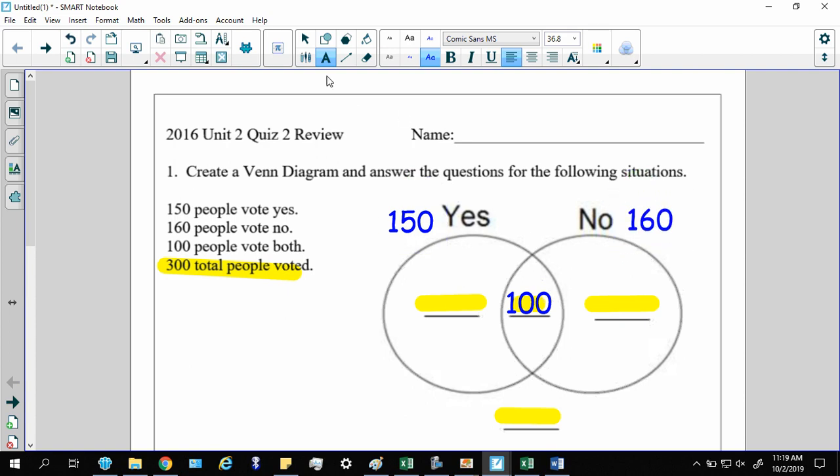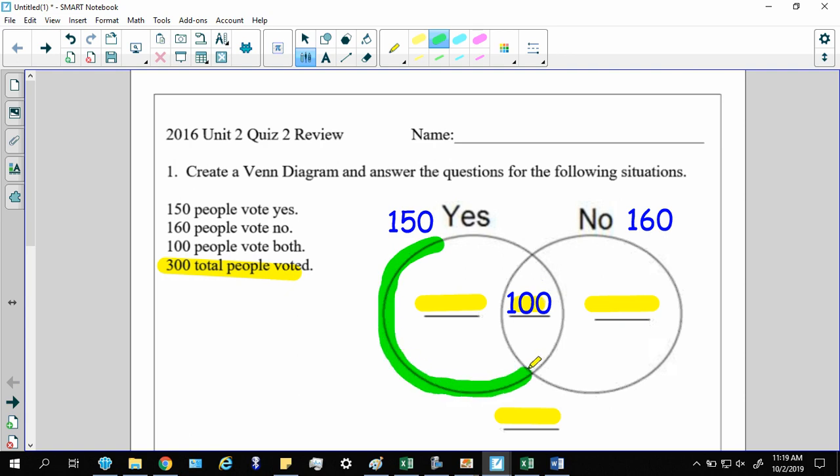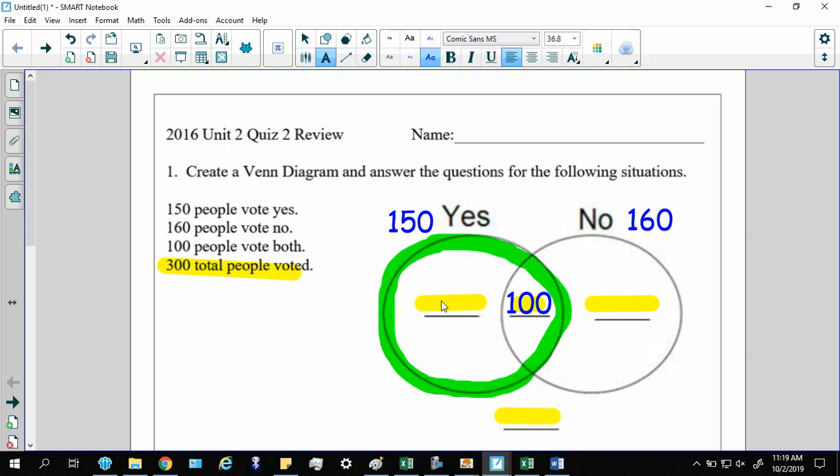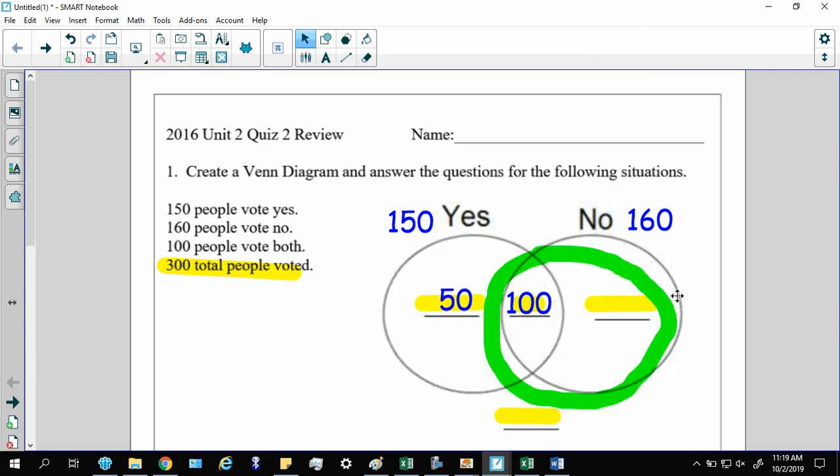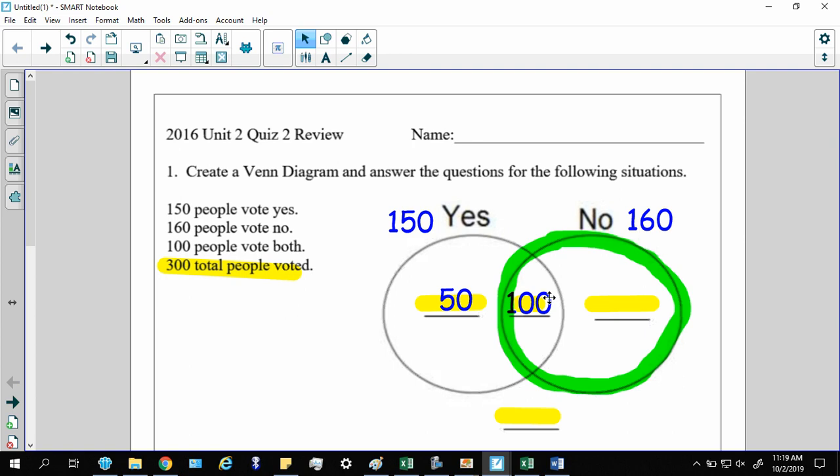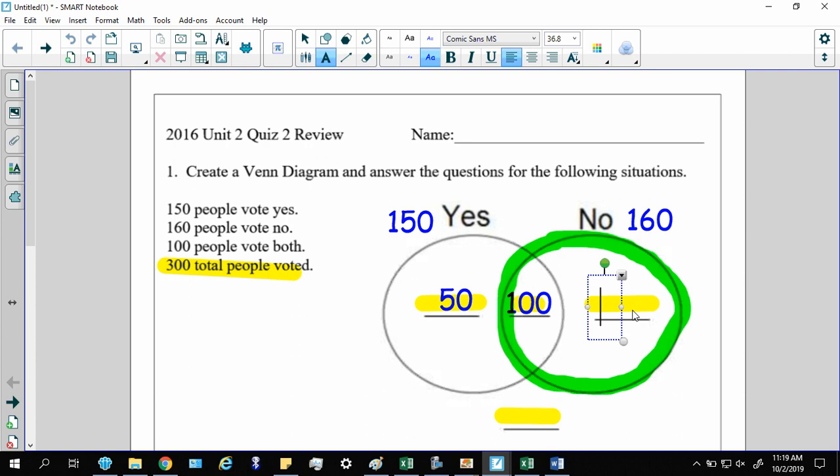All right, let me highlight here. If you notice, the 150 represents 150 people that are going to be in the yes circle. There's 100 of the 150 in the both section, which means there's going to be 50 people in the yes only section. Now the same concept works for the no. So the no is 160, but 100 of that 160 is in the both section. So that means the remaining part of 60 will be in the no only.